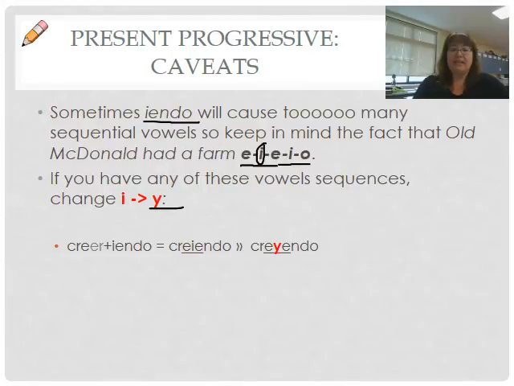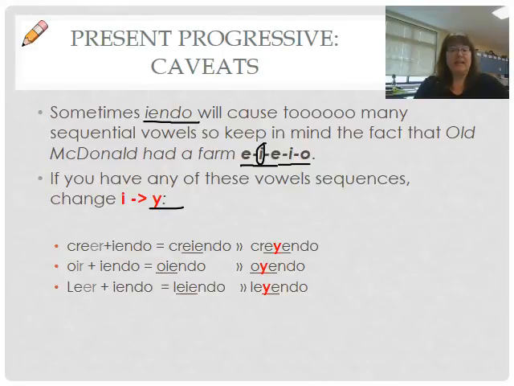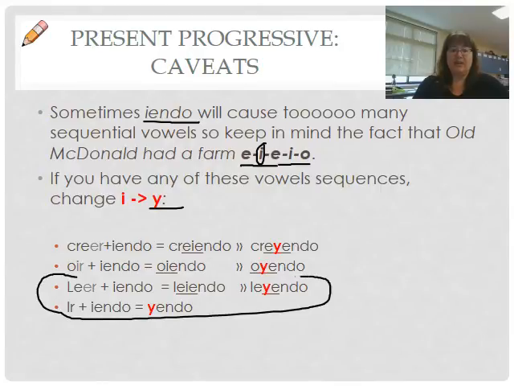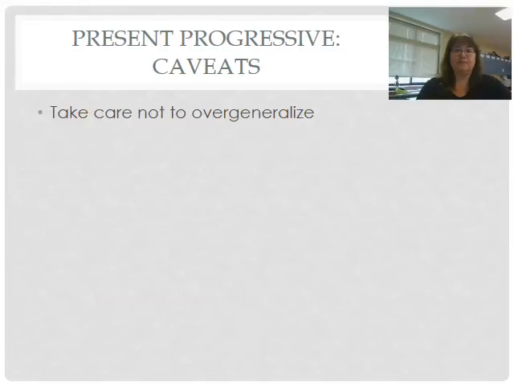So creer ends up being creyendo, way too many vowels. So we're just changing that to a Y, creyendo. Oír would be oyendo. Leer, leyendo, and ir is yendo. I would recommend focusing on these two because really, if you're saying you're reading, you're probably reading right now. So this is a good one to know, to practice. And if you're going somewhere, you're probably going right now. Like I'm going to my mom's. So that means I'm leaving, I'm in my car, I'm actually leaving and going to my mom's right now.